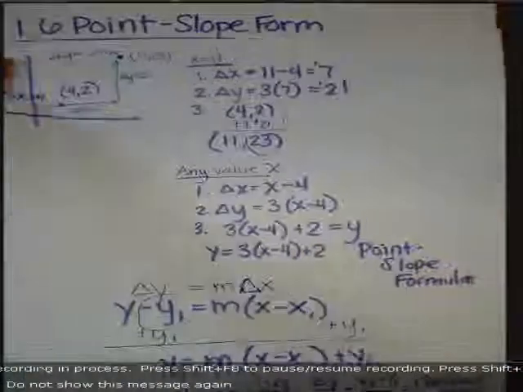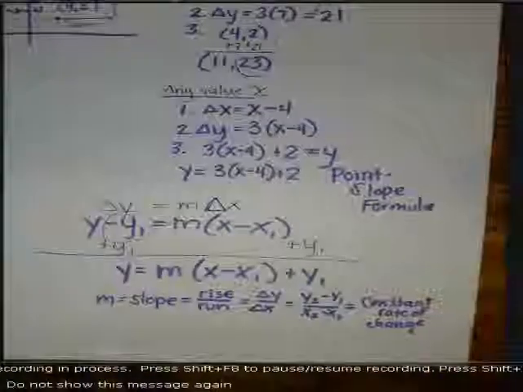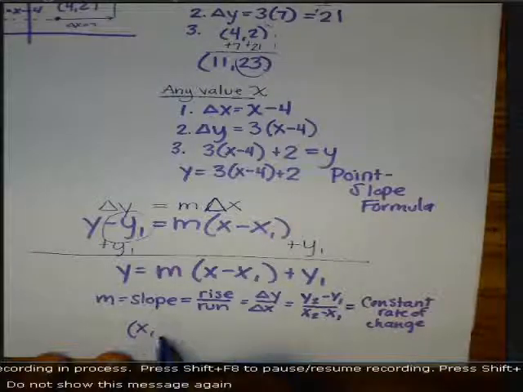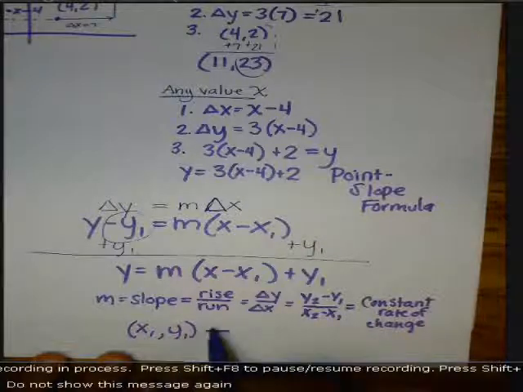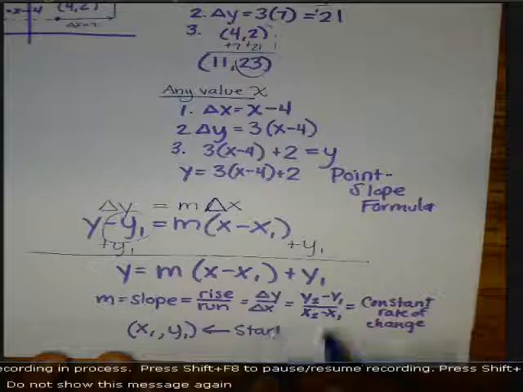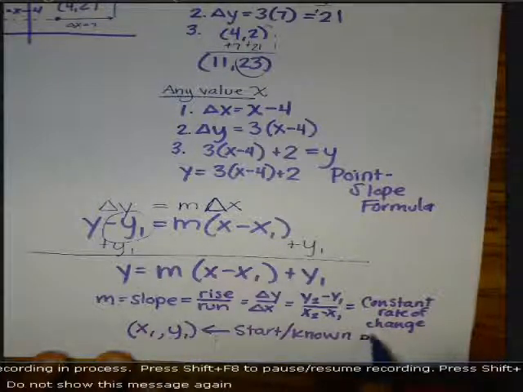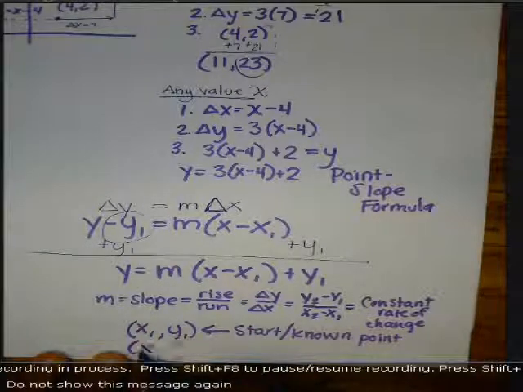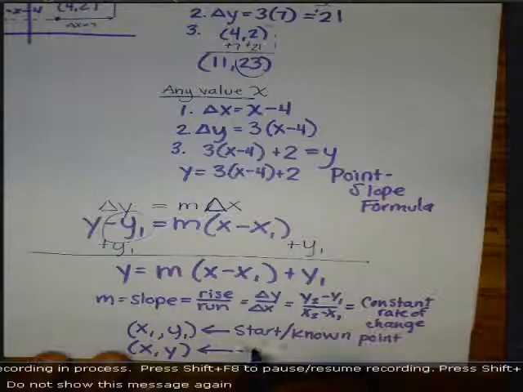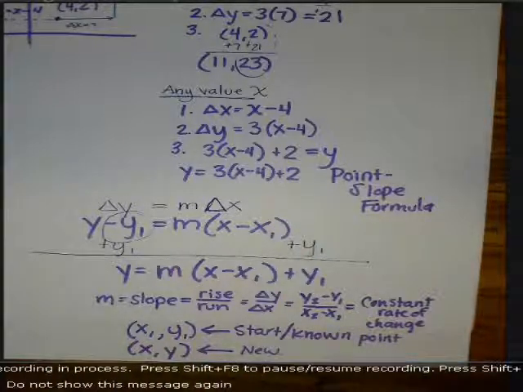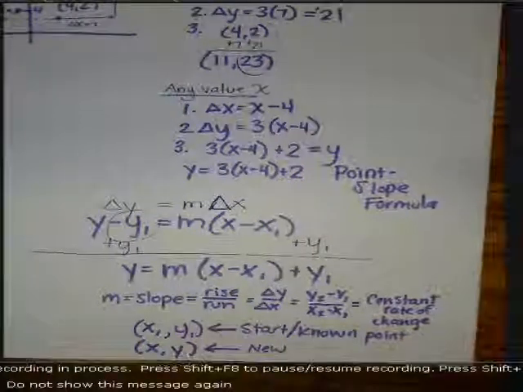Let me scoot this up just a little bit. Now the x1 and the y1 are our reference starting point, or our known value. And then this x and y without the subscripts, these are what you're going to move to. They're the new values that you're looking for. So that's a little bit about the point slope form. The next video is going to discuss 3 ways that we can use this.